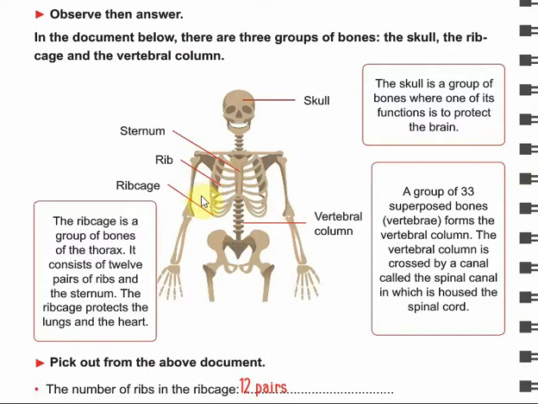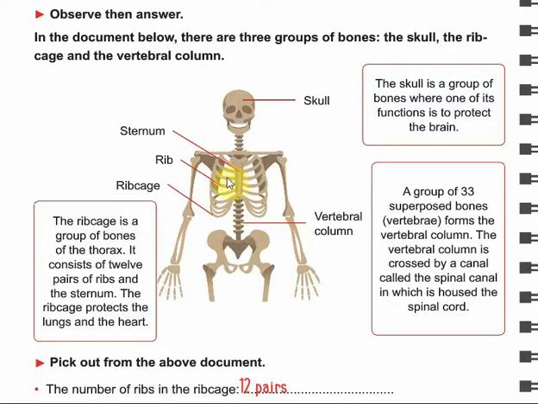Now let's look at the rib cage. The rib cage is a group of bones of the thorax. It consists of 12 pairs of ribs. Okay? Ribs يعني rib يعني ضلع. It consists of 12 pairs. Pairs يعني two. Okay? 12 pairs of ribs, and it has also here in the middle the sternum. This is called the sternum and this is the rib.